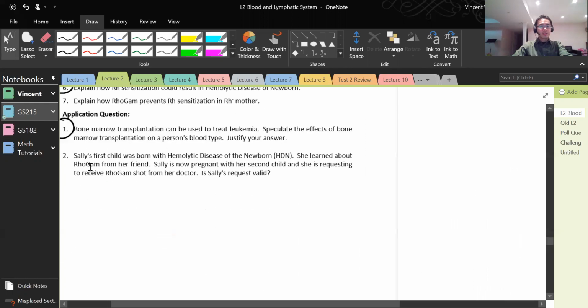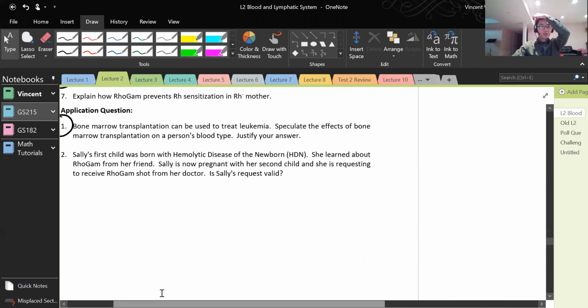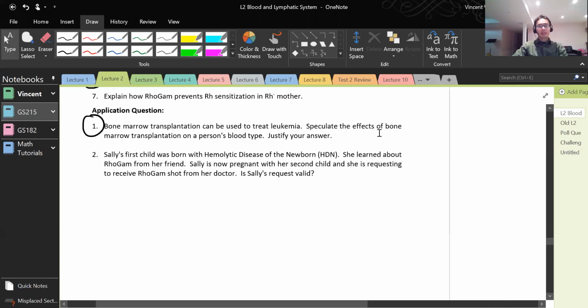Okay, there's another question. Bone marrow transplantation can be used to treat leukemia. Speculate the effects of bone marrow transplantation on a person's blood type.